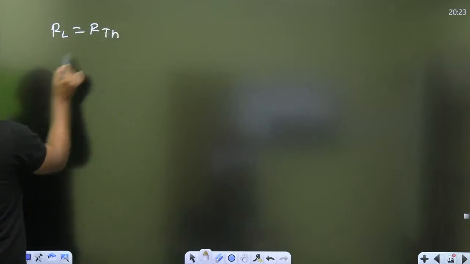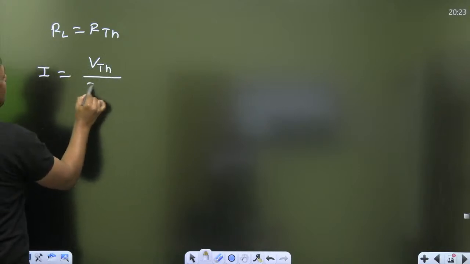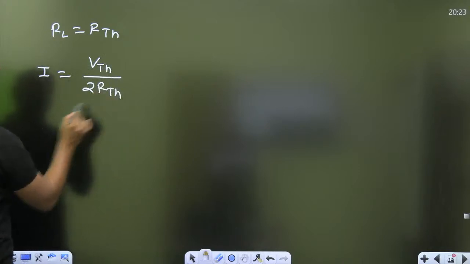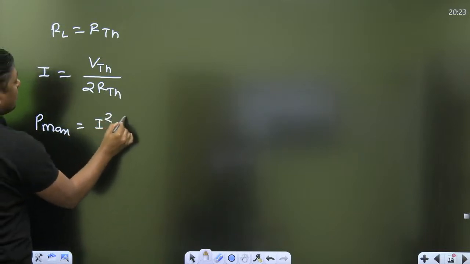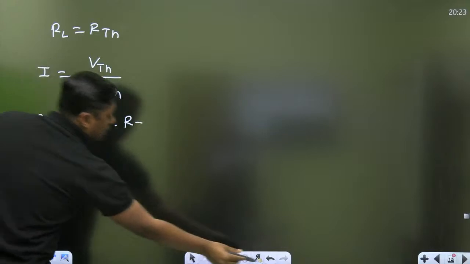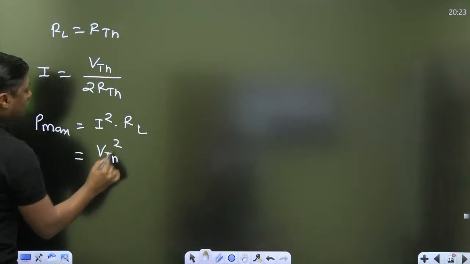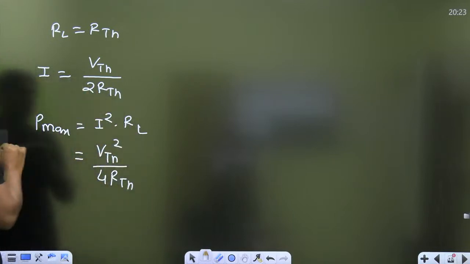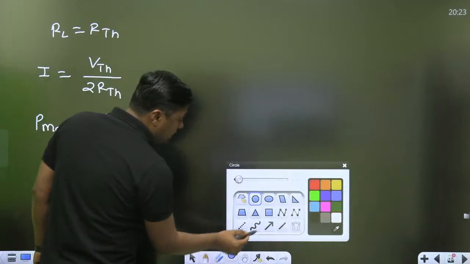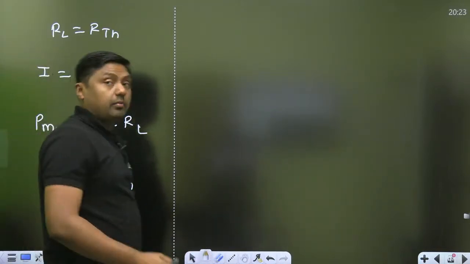If RL is variable, this RL should be equal to what? RTH. And what will be the current then? VTH by 2 RTH. And then what will be the power across the output? It will become I square into RL. Power is given by I square RL, it will become VTH square by what? 4 times RTH. Why? Because RL is equal to RTH. But what is the condition here? The condition is RL is variable.